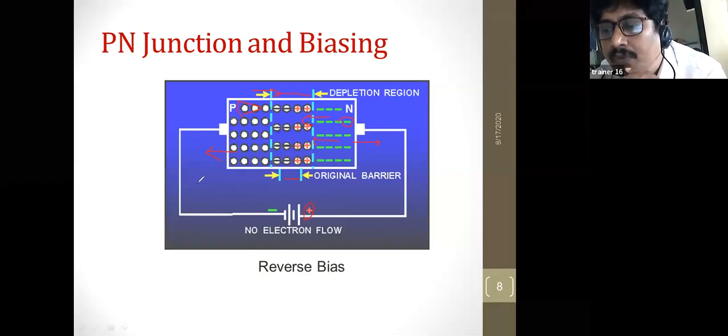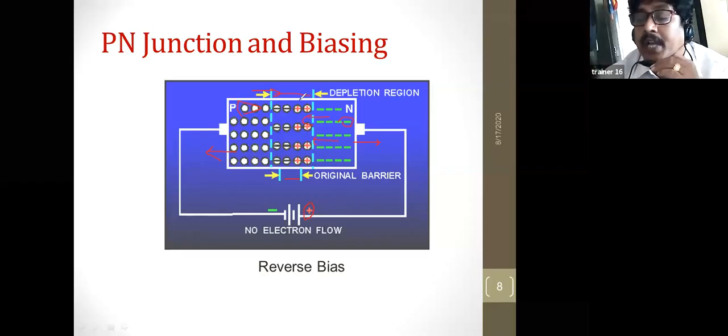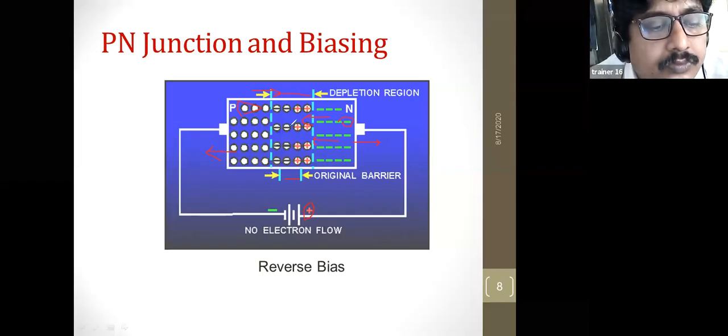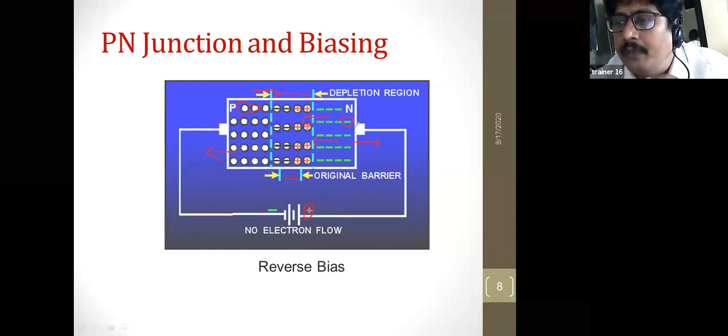If you go for a depth, then this depletion region increases. That means the holes here are the majority carriers, that means the positive charge is the majority carrier. So the current flows, but it is a very negligible amount of current. A negligible amount of current is flowing. So that is the reverse bias.